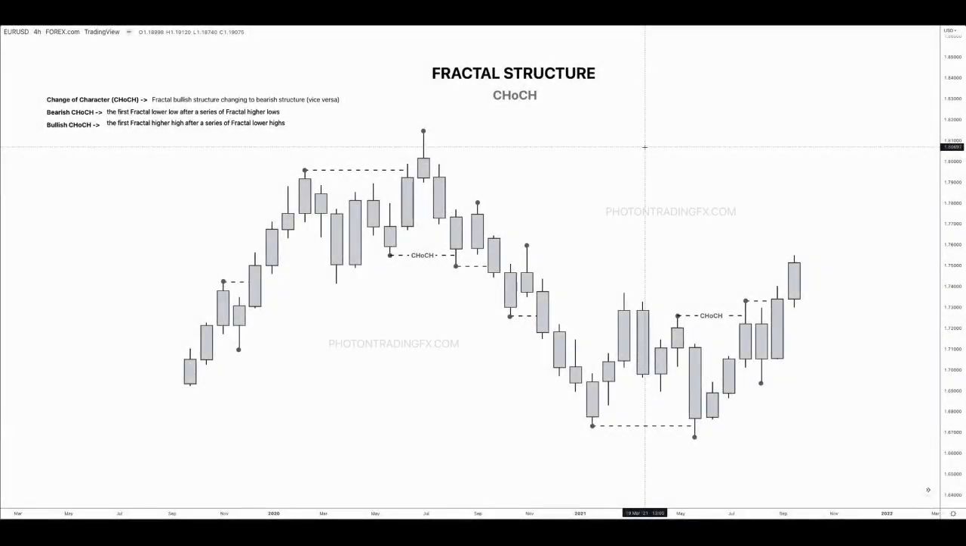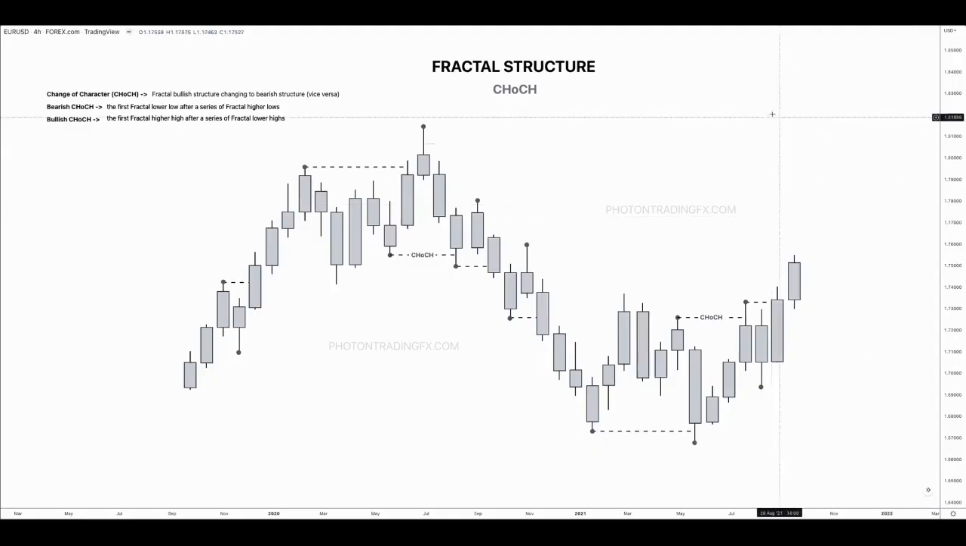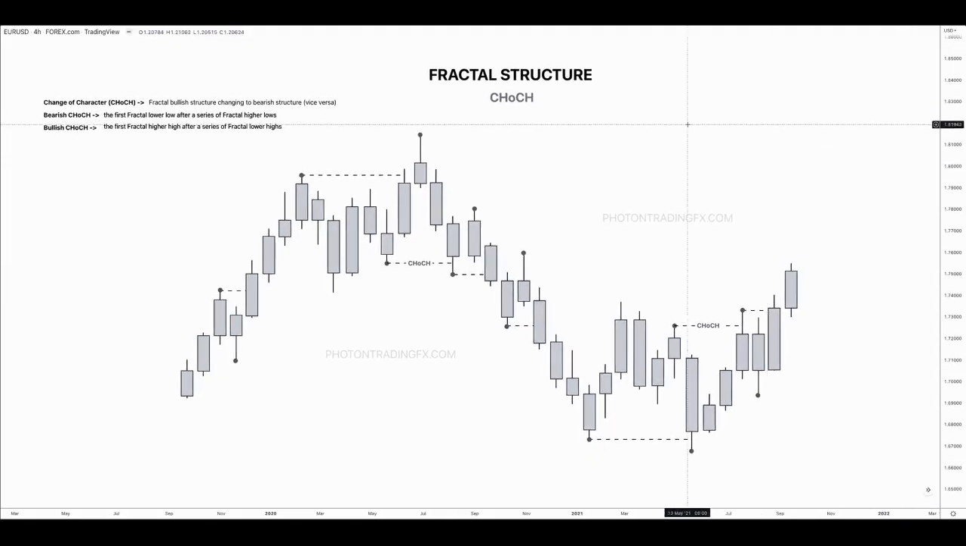Okay, so CHoCH, change of character, what is it? And how are we looking at this? Well, it is very simply basically everything that we just looked at, except we use the term change of character for when the fractal structure changes trend. Okay, so CHoCH, which is short for change of character, all that simply means is the fractal structure has changed trend, and we draw it on the line where that fractal structure changes trend, and that's it. I can't make it any more simple than that. That's as complicated as it needs to be, okay?